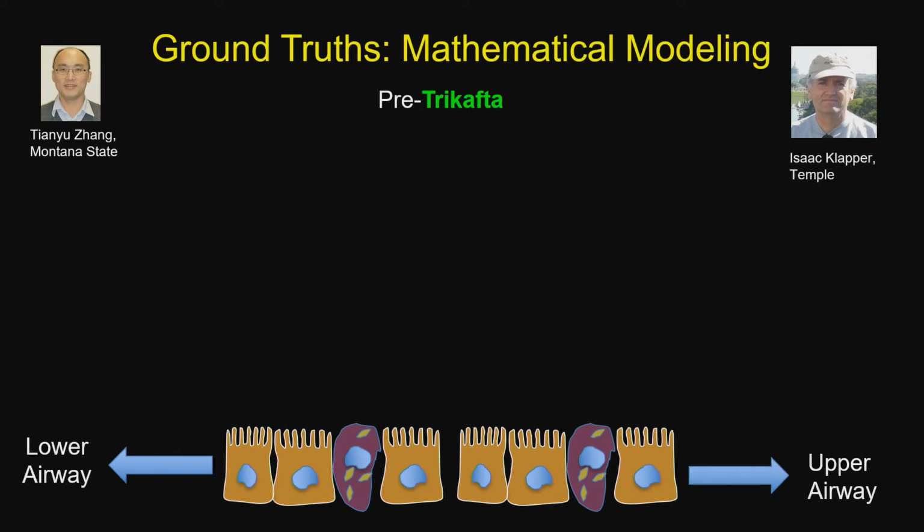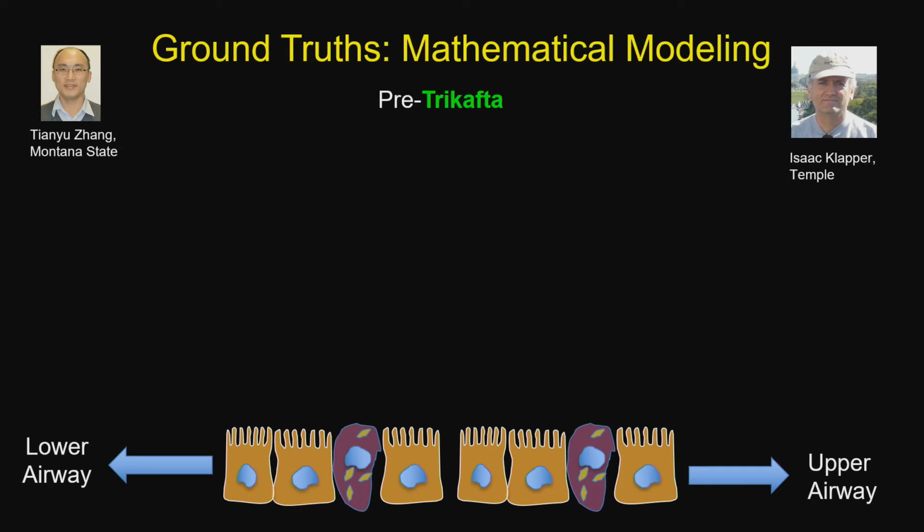So what we're doing then is trying to get to some ground truths using mathematical modeling. So how can we predict, using what we think we know about this system, what the future of the CF microbiome might look like? This is work I've done with Chanyu Zhang and Isaac Clapper, who is at Temple here in Philly. I think he may be at the conference today.